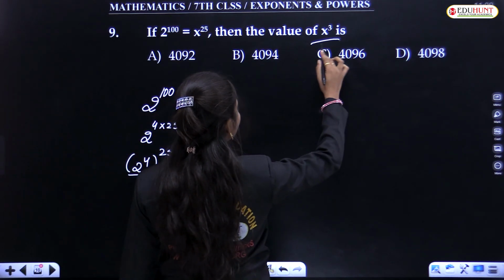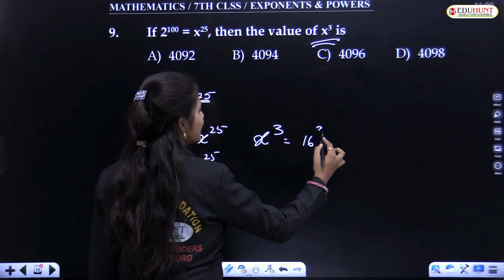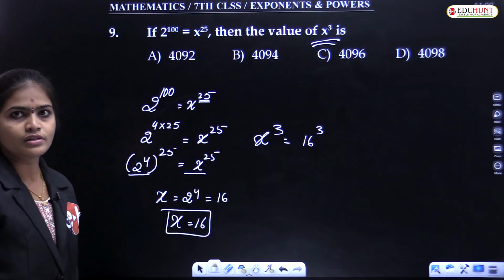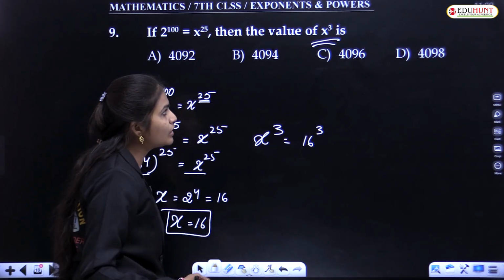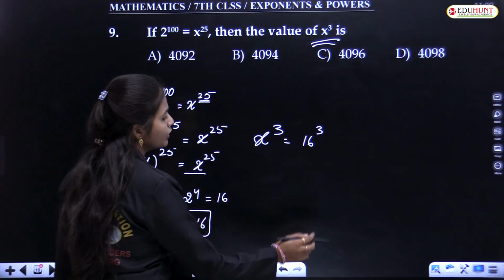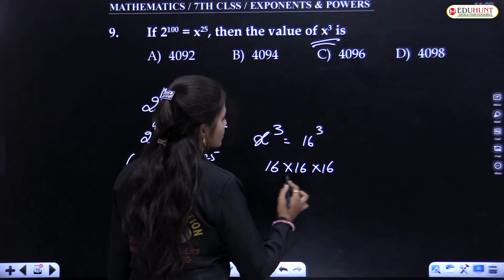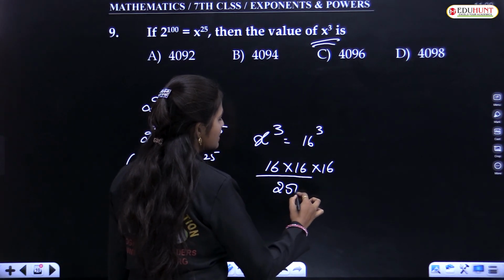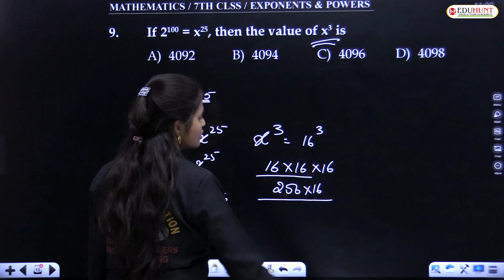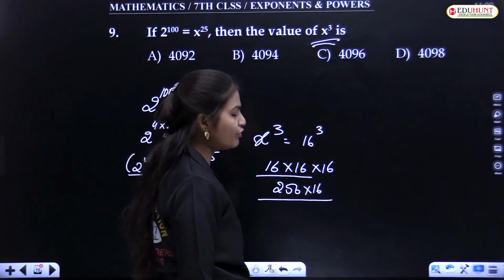Now we have to find that x cube value, which means the 16 cube value we need to find out. So 16 cube is equal to... if you know the direct answer, then go for that answer. If you don't know that answer, then you have to go for that multiplication. So 16 into 16 into 16. 16 16s, so 256 into 16. Now simplify this. Now, do you know that 16 table? So directly go for that.